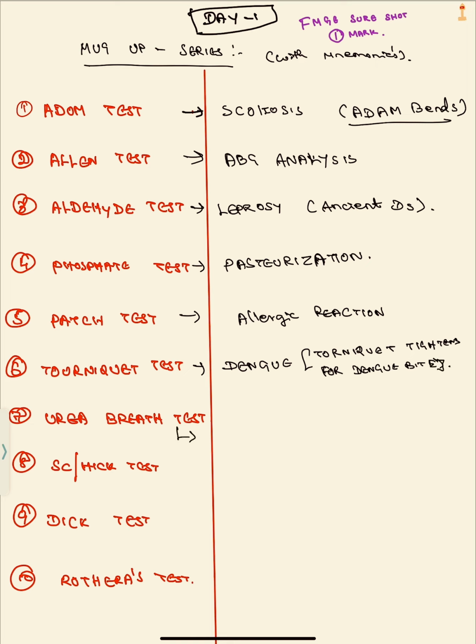Then let's come to the urea breath test. Urea breath test is for H. pylori infection. It is the detection of H. pylori infection.